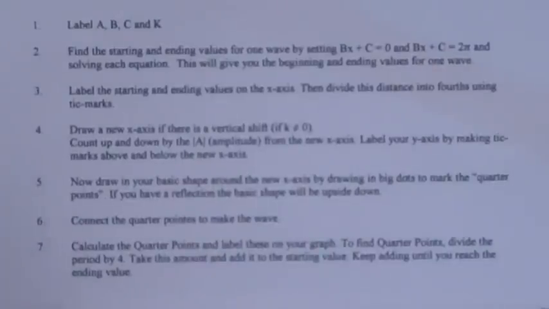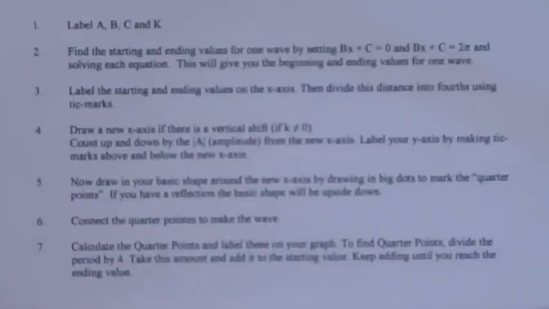And then you're going to label the starting and ending values on the x-axis and divide this distance into fourths using little tick marks, because every quarter of the way something big happens with sine and cosine. Next, you're going to draw a new x-axis if there's a vertical shift, which would mean k is not 0. And then you're going to count up and down by the absolute value of the amplitude from the new axis. And that's where your wave will actually fit.